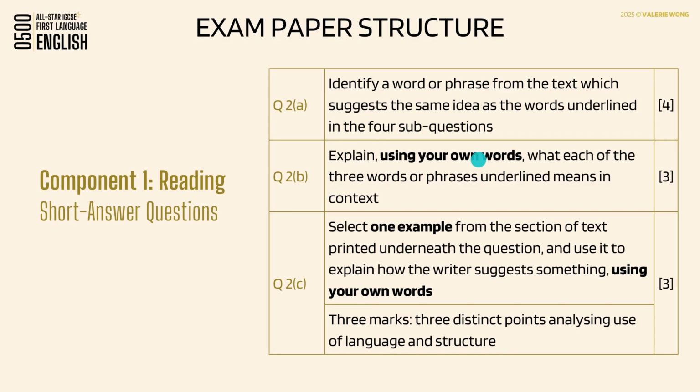Explain using your own words what each of the 3 words or phrases underlined means in context in question 2B. Question 2C. Select one example from the section of text printed underneath the question and use it to explain how the writer suggests something using your own words. Now 3 marks, 3 distinct points, analyzing use of language and structure.